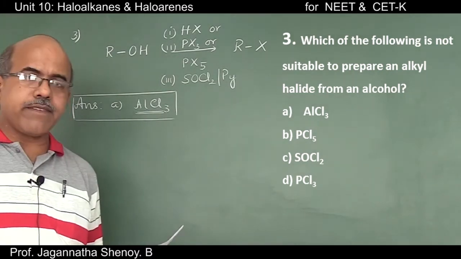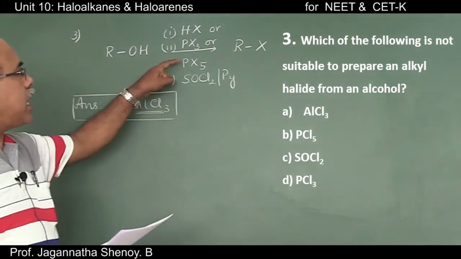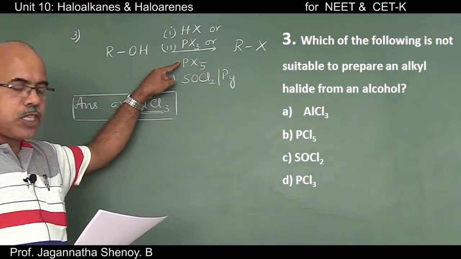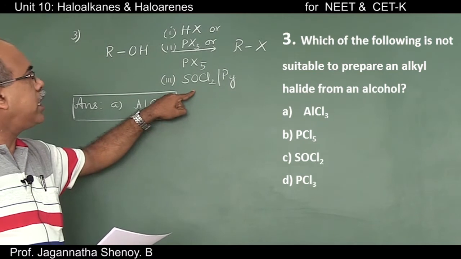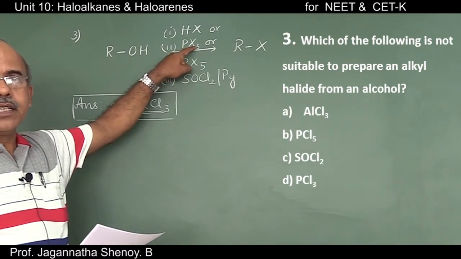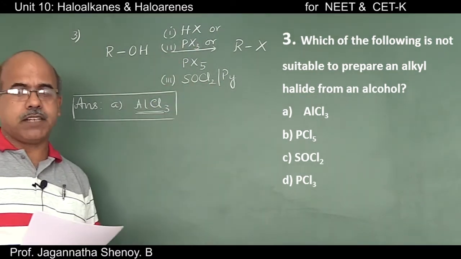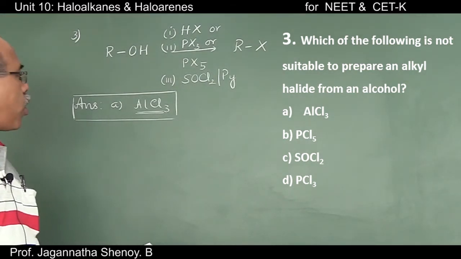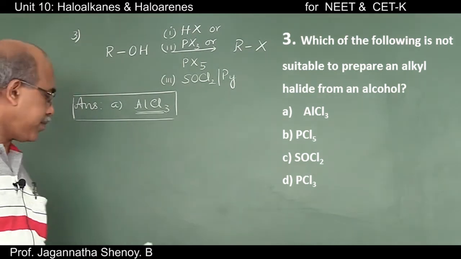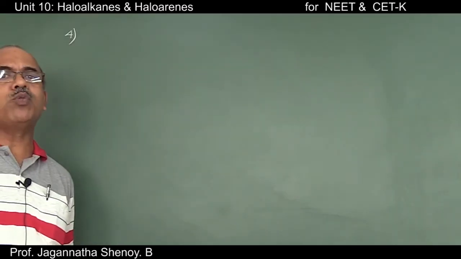The other options given, option B, PCl5, option C, thionyl chloride, and option D, PCl3. So they can be used to bring about conversion. So answer for question number 3 must be option A. Let us move over to question number 4.